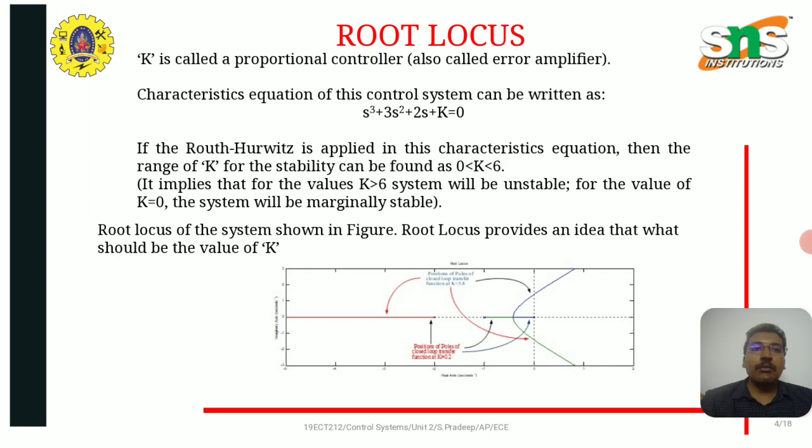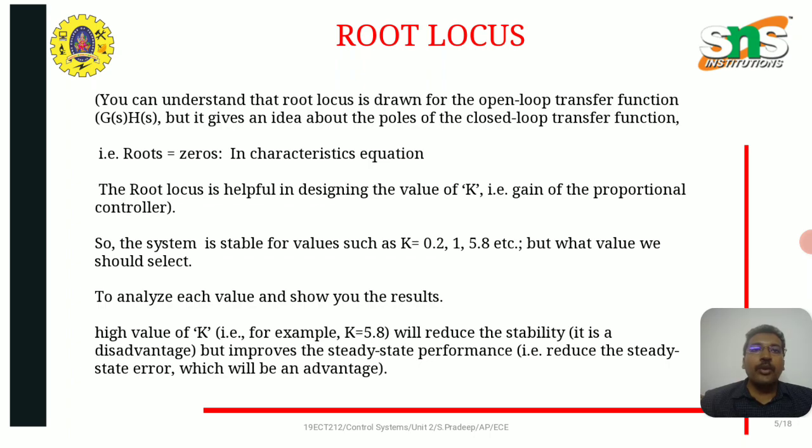Root locus of the system is shown in the figure. Root locus provides an idea of what the value of k should be. You can understand that root locus is drawn from the open loop transfer function G(s)H(s), but it gives an idea about the poles of the closed loop transfer function. In the characteristic equation, the root locus is helpful in designing the value of k. So the system is stable for values such as k equal to 0.2, 1, 5.8, etc.